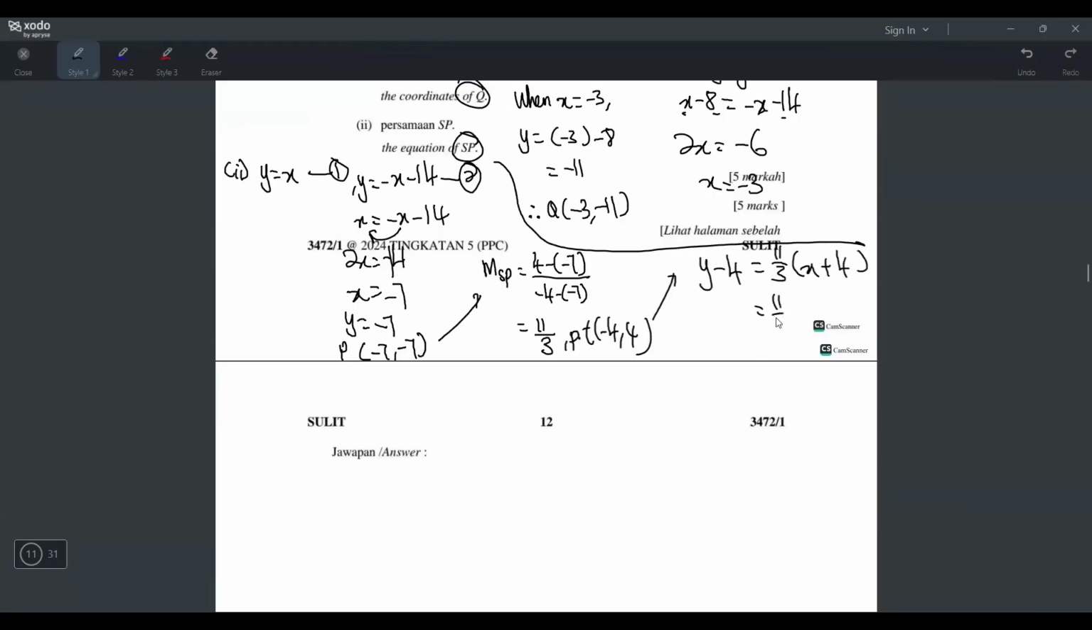All right, 11/3 times x, 11/3x, 11/3 times 4, 44/3. This one is y minus 4. Therefore, you get y equals 11/3x plus 44/3 plus 4, because minus 4 pindah sana. So you can use calculator. My calculator gives me 56/3. Okay, so the answer is 11/3x plus 56/3. And they asked us to find equation of SP, right? So this is the answer. So this one is 3, eh? So this is the jawapan one. 11/3x plus 56/3. Okay, that's all.